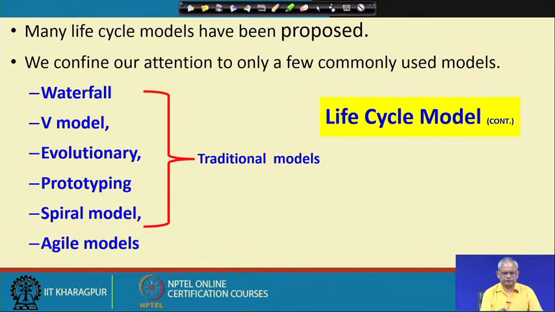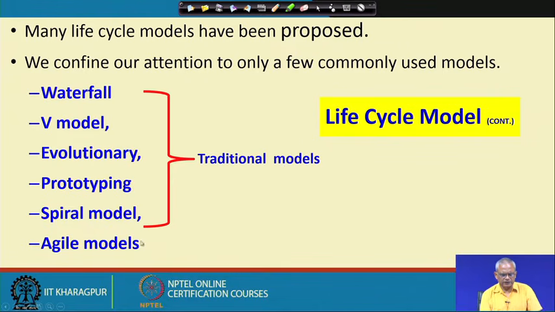Welcome to this lecture. In the last lecture, we had discussed some basic concepts about the life cycle models, and now we look at some of the well accepted life cycle models. Many life cycle models have been proposed. The popular ones are waterfall, V model, evolutionary model, the prototyping model and spiral model. These have existed for quite some time, and we will call these the traditional models.